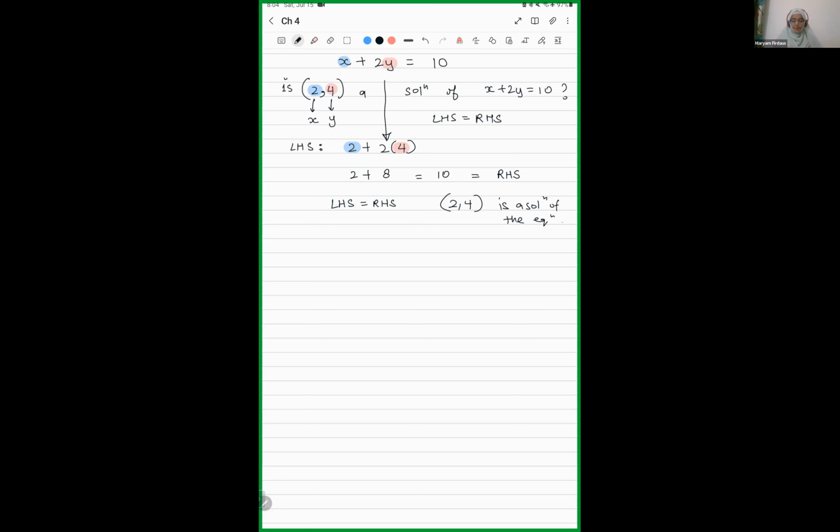Okay, let me give you one more. Same equation, is 3 comma 3 a solution of the equation? Try putting it one by one. What will my equation become? Please write it in your notebook simultaneously. If I put 3 as x and 3 as y, what will I get?